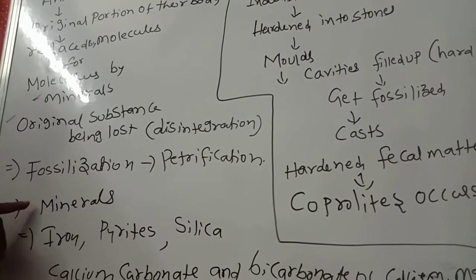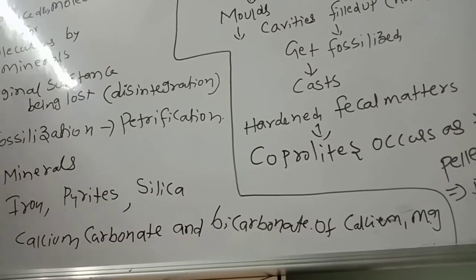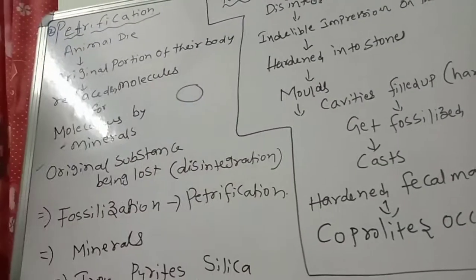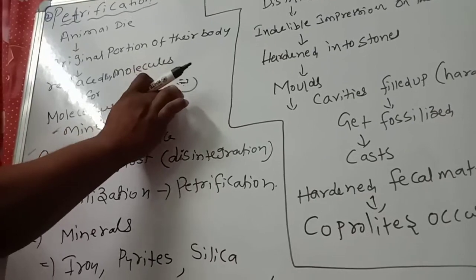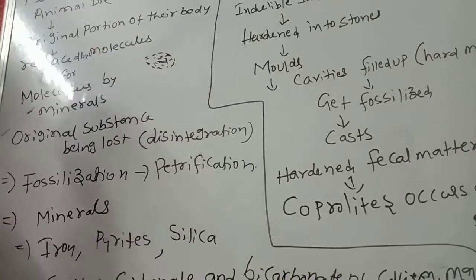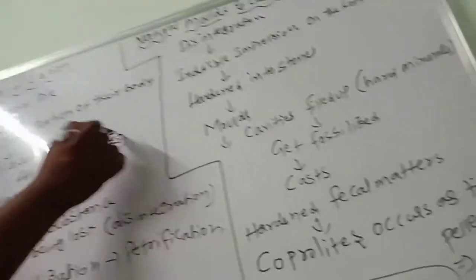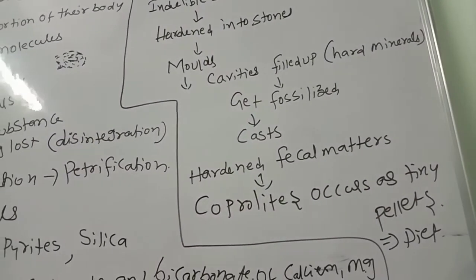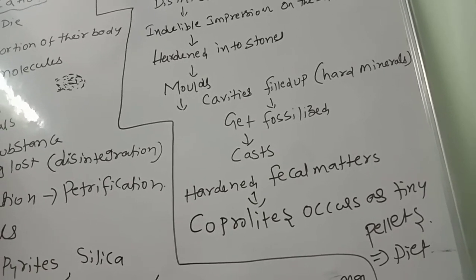So which minerals replace them? The minerals are iron, pyrite, silica, calcium carbonate and bicarbonate of calcium and magnesium. Suppose this is an animal. When it died, it was completely replaced by some minerals and it will stay like this. So original molecules are replaced by molecules of minerals.